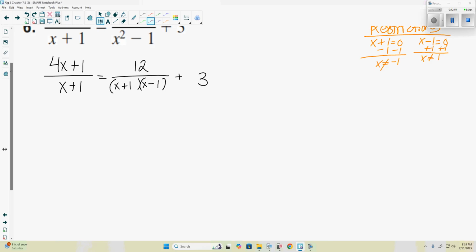What is one expression we need to multiply the entire equation by? X plus 1.